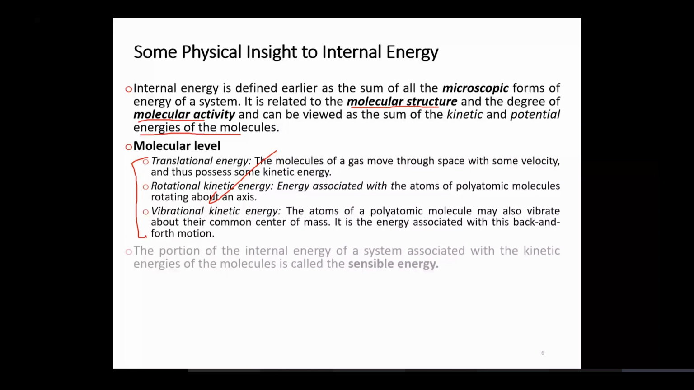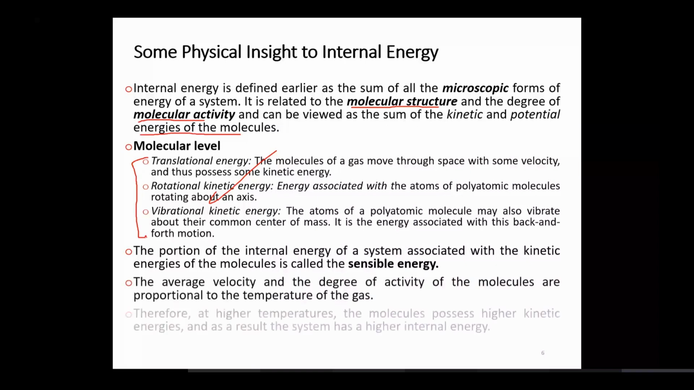So internal energy has different components. This component, which deals with the kinetic energy of the molecules, is the sensible energy part of the internal energy. If you increase the temperature of a system, what would happen to the molecular activity? It would go up. That means the sensible energy part of internal energy would go up. That essentially means that the internal energy would go up. Clear? So when you increase the temperature, the internal energy of the system increases. Why? Because the sensible part of internal energy is increasing. Clear enough? All right.